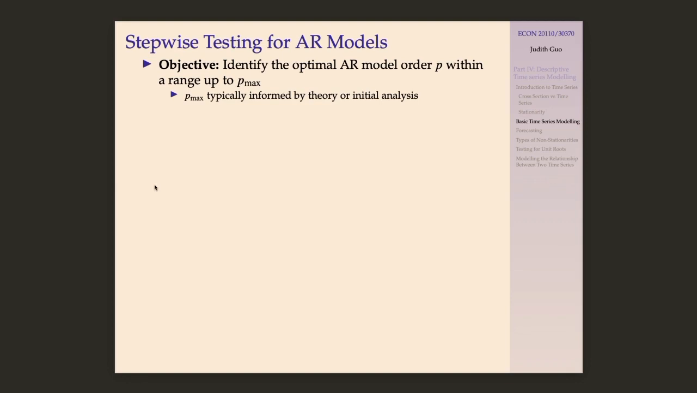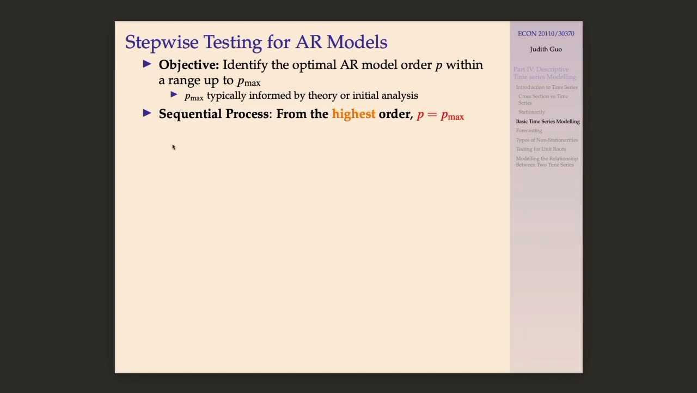The value of p-max is typically informed either by theory or by some initial analysis of the data. By theory, imagine if we have quarterly data, then we might consider using lags up to the fourth or the eighth. That allows us to regress the AR model on an annual basis. Or imagine if you have monthly data, then one might typically consider adding up to the 12th lag. So this is p-max, the maximum order of the AR model that we would consider comparing, testing or selecting against. And this process means that we'll start from the highest possible order.